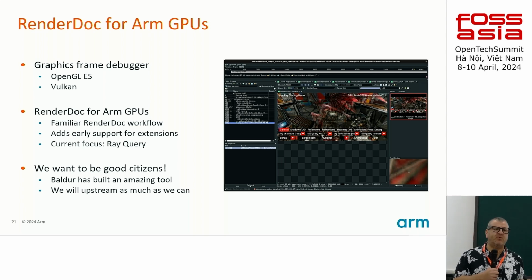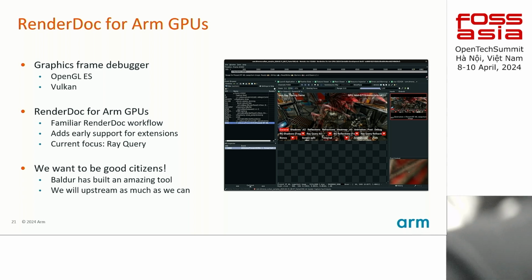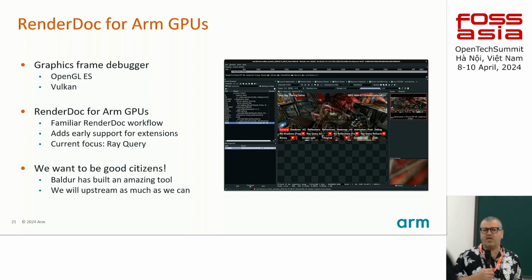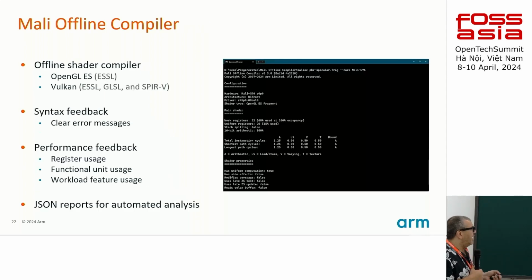There will be some things that will have to remain downstream, but it's all going to be accessible through Performance Studio. And again, Performance Studio is free. We're not charging anything for that. And Mali is ARM's family of GPUs. And so we've got the offline compiler there, providing shader, syntax, and performance aspects.